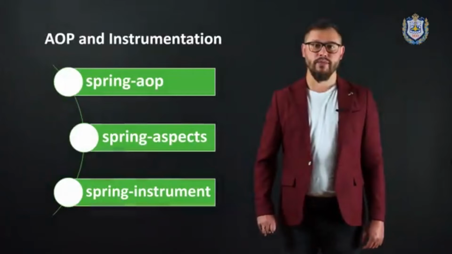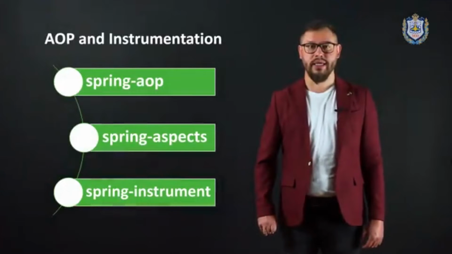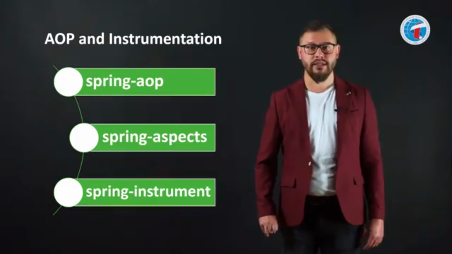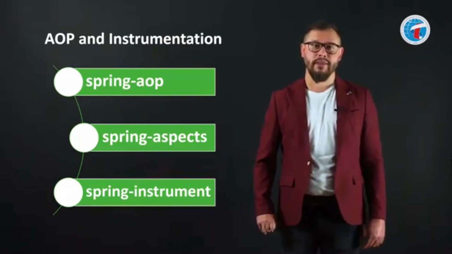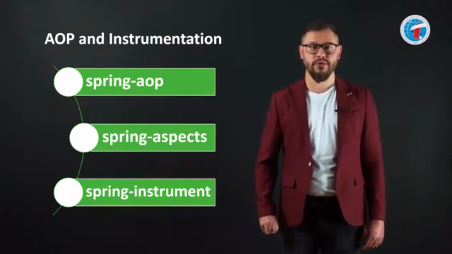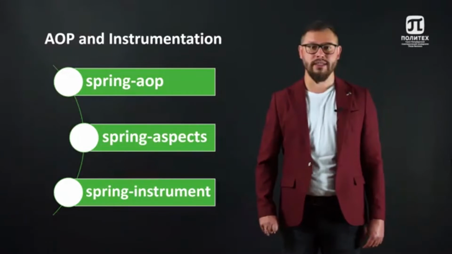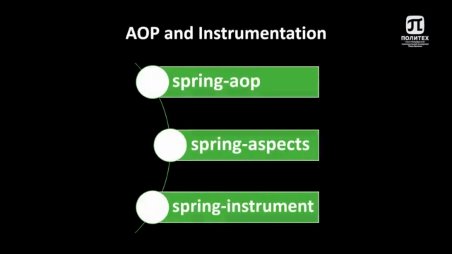The Spring AOP module provides an AOP Alliance-compliant aspect-oriented programming implementation, allowing you to define, for example, method interceptors and pointcuts to cleanly decouple code that implements functionality that should be separated. The separate Spring Aspects module provides integration with AspectJ. The Spring Instrument module provides class instrumentation support and classloader implementations to be used in certain application servers.